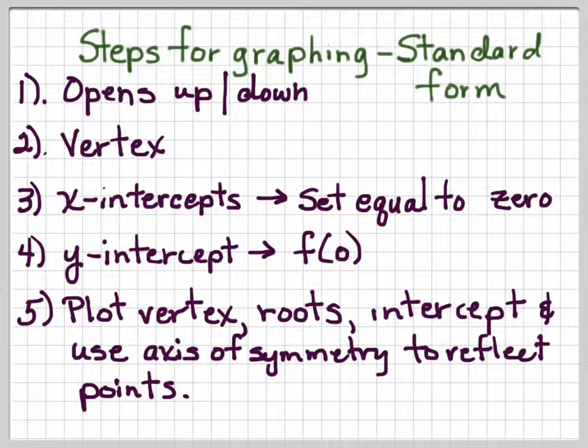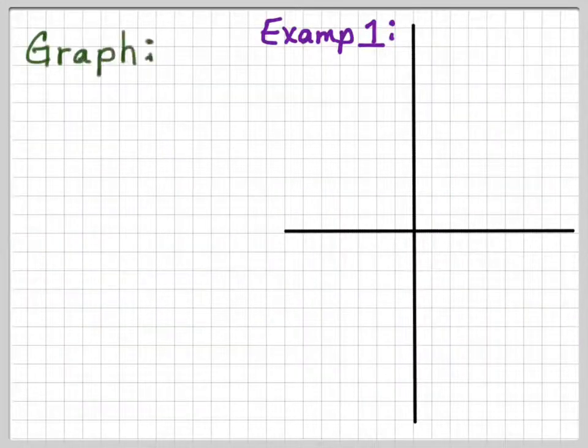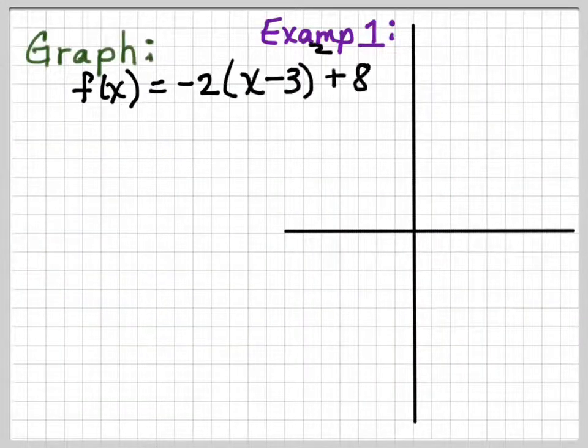If you have a point that is 3 units away on the right-hand side of the axis of symmetry, this reflection point is going to be 3 units away on the left-hand side. We'll do an example of that. Okay, so here's our first example. We want to graph f of x equals minus 2 times the quantity x minus 3 squared plus 8.